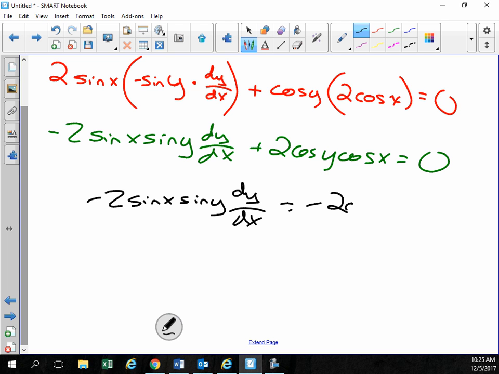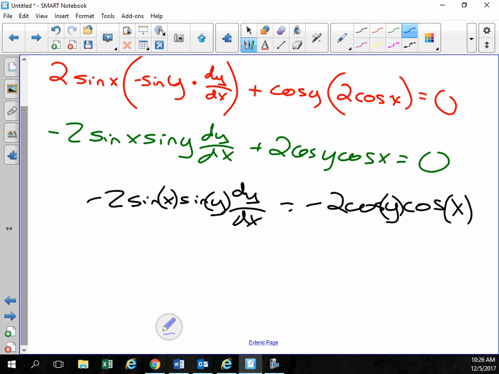Negative 2 cosine y cosine x. Totally. Like this? Yeah. I tend to, the moment my variable is not by itself, always put it in parentheses so you can see it, but you can do it right here too. Doesn't matter. That way if you're like, oh, there's my angle.